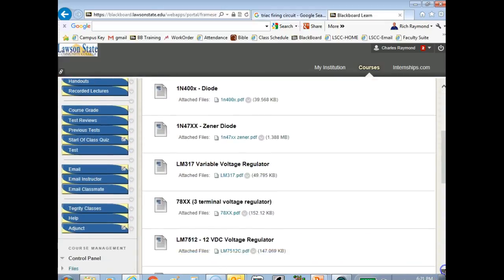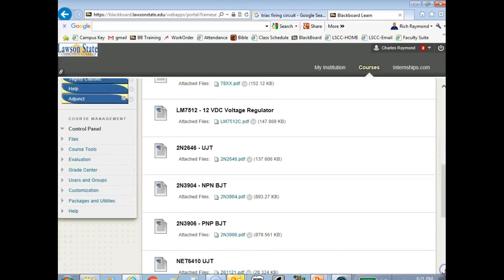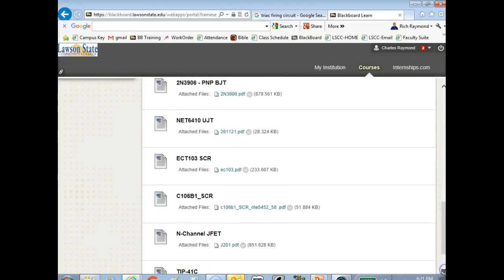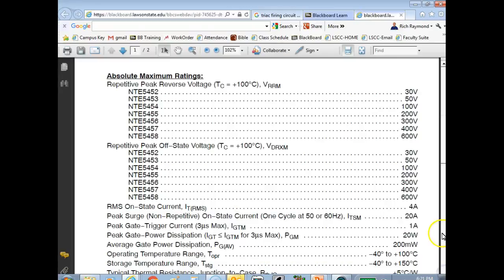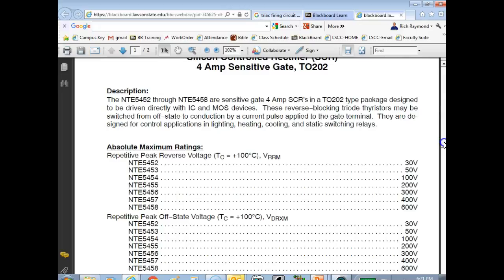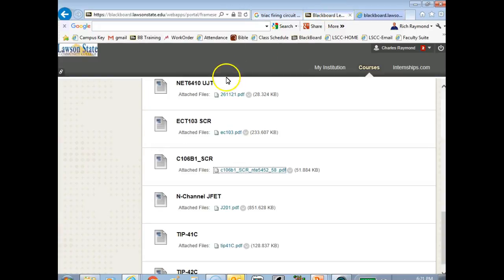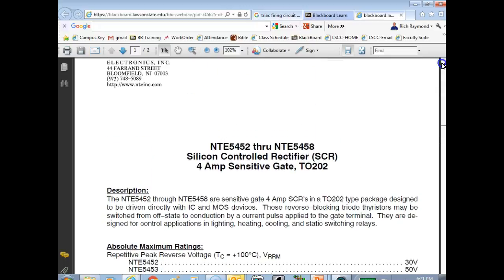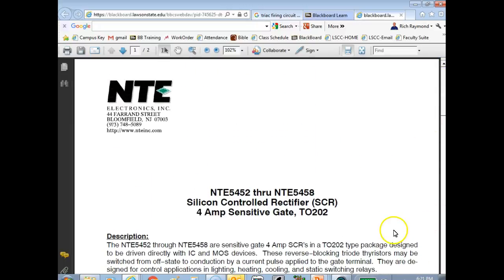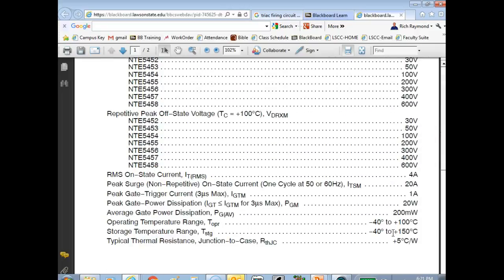So let's see, Zeners, voltage regulators, UJTs, BJTs, SCR. This is a little SCR. This is the one that I've got hooked up right here. So this is the actual SCR that I have hooked up right here. I don't remember which one these are. What does it say? So we got the 106B1. So it's what? A 4 amp? Undoubtedly, this must be a cross, guys, so I don't know which one it is. I'll have to look it up.